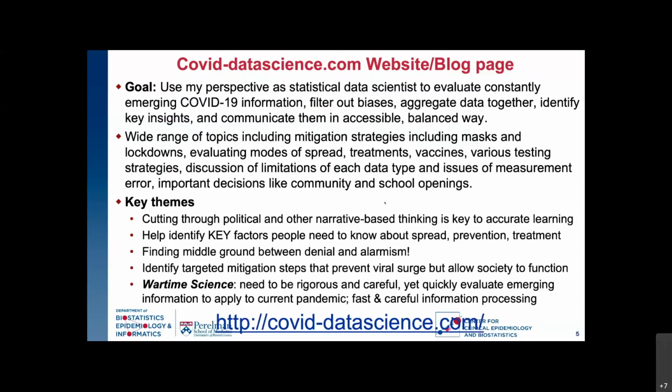And so I have a number of key themes through this blog site, including cutting through political and narrative-based thinking in order to evaluate the information that's there and help people understand what the key factors are that are emerging, and what bits of information being put out there in the media are really solid, have solid scientific evidence and a low level of uncertainty, and which things might have more uncertainty and which things might be false information, trying to help people sort through that.